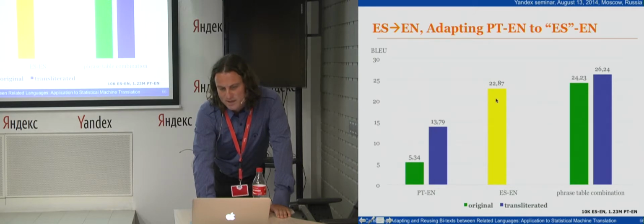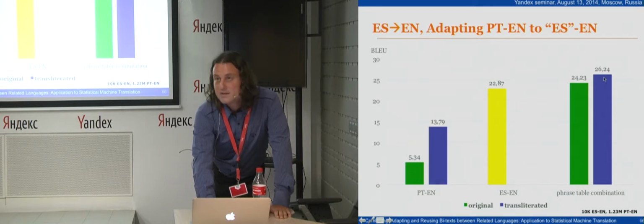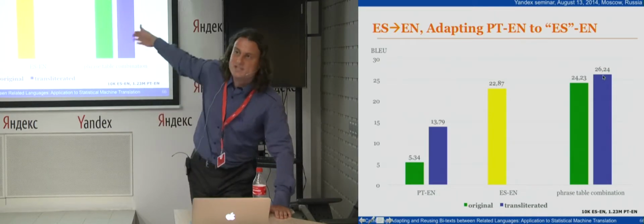If you train just on the Spanish data, you get a 22. And if you combine the original Portuguese and the original Spanish, you get 24. But if you combine the transliterated Portuguese and the original Spanish together and you train on this, you get 26, which is much better. So in this case, we just did it with transliteration.